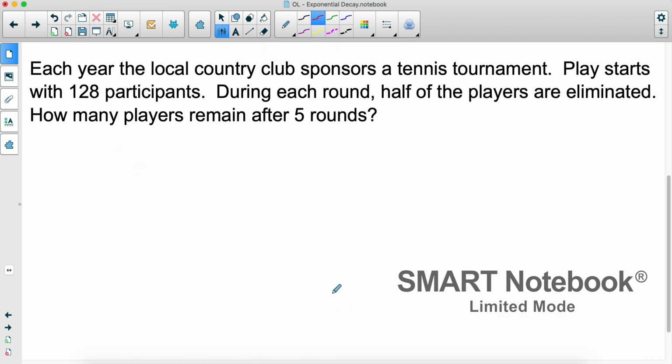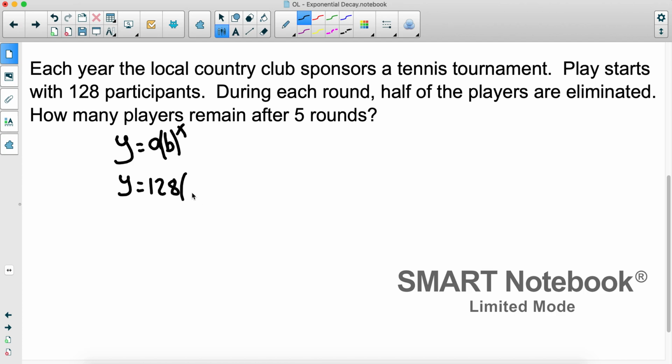So this next problem says each year the local country club sponsors a tennis tournament. Players start with 128 participants. During each round, half of the players are eliminated. How many players are left after 5 rounds? So again, let's write our function. Okay, A is our starting point. We start with 128 participants.